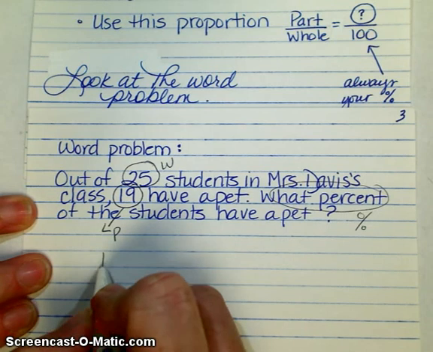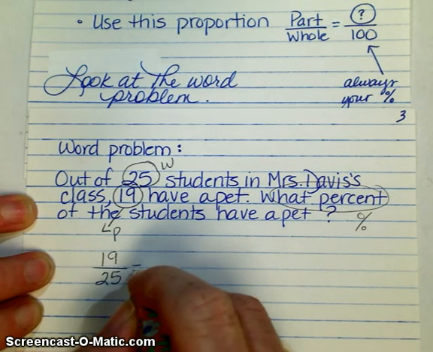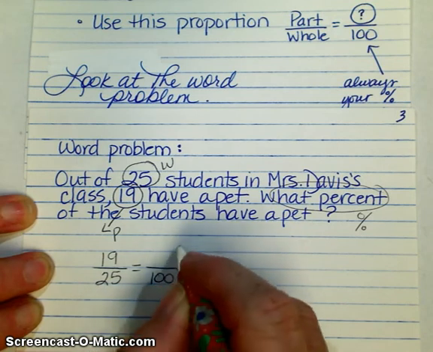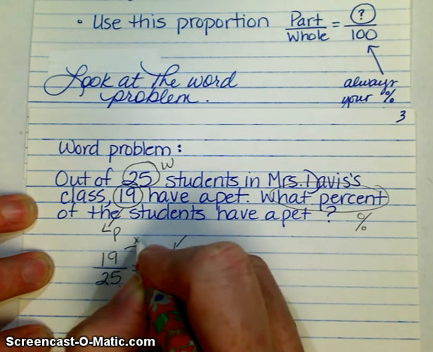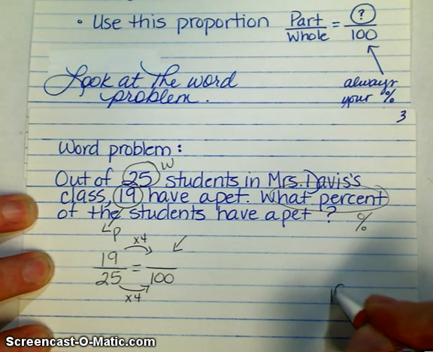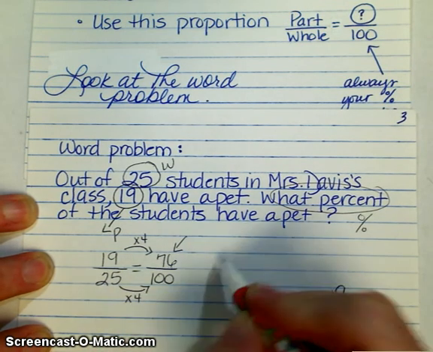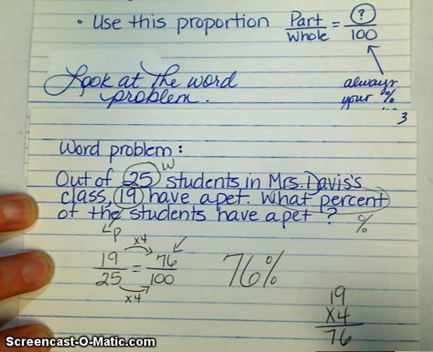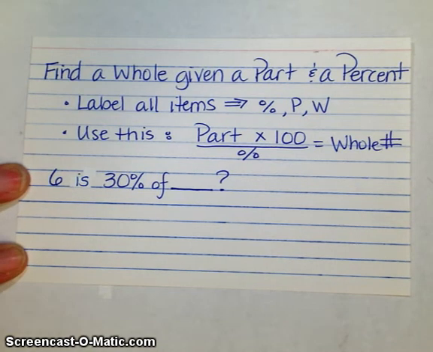Our part is 19 over 25, which is our whole, and we want to make that equal to something over 100 to find the percent right here. In order to go from 25 to 100, I multiply times 4. So I have to do the same thing right here. 19 times 4 is 76. So my answer is 76%. That is how I use that type of problem, if I have to find a percent given a part and a whole.